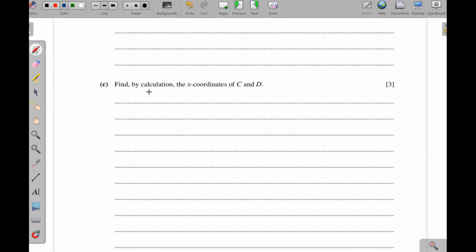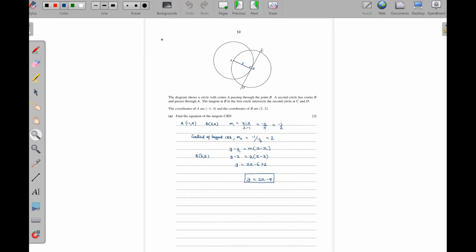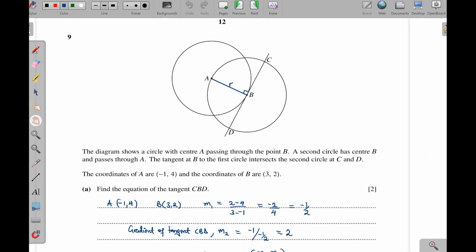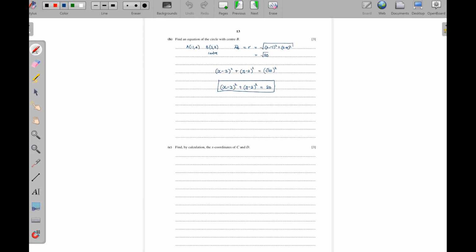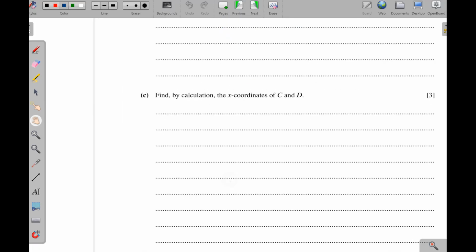Then part C, find by calculation the x coordinates of C and D. Now, when you go back to this one here and you look at C and D, CBD is the tangent. This tangent here is intersecting with this circle whose equation we have gotten at point D and at point C. So that means I'm going to get the equation of this tangent, then I solve it simultaneously with the equation of this circle here. Are we together? Okay, so let's do that and then we get done.